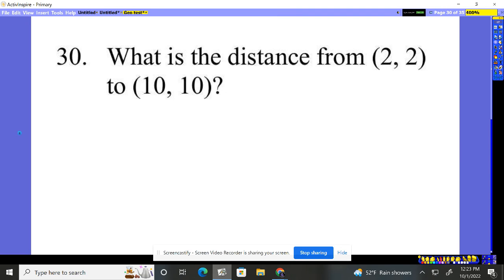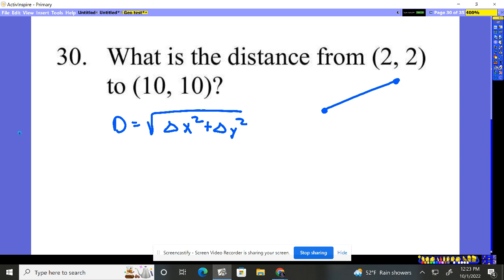30, what is the distance? Distance is automatically the formula, the square root of the change of our x's squared plus the change of our y's squared. We've done it 100 times. We should have it down pat by now. But where we get it from is you have 2 points, a point here and a point here. We want to know the distance between it.